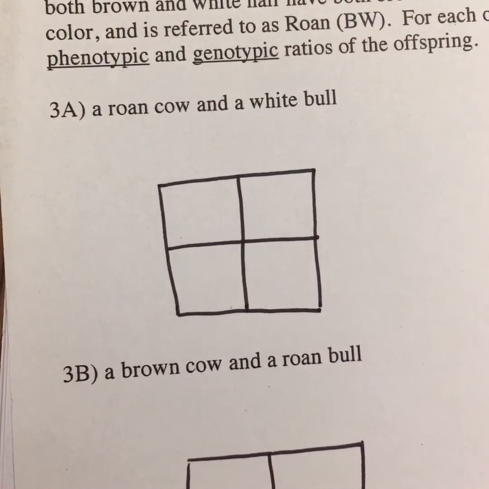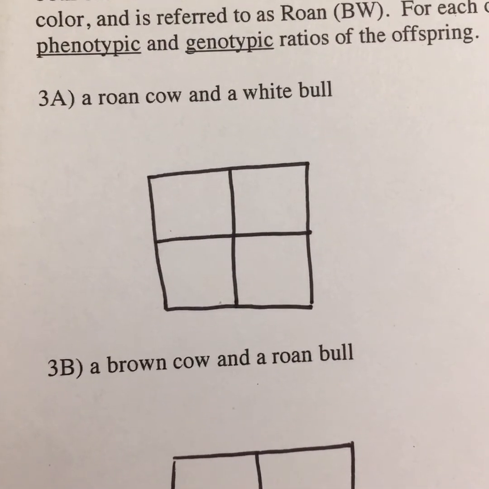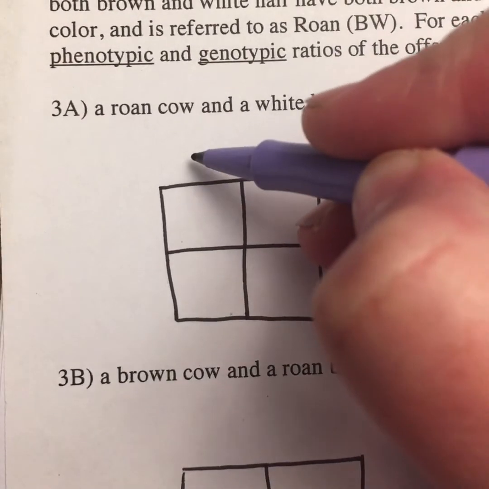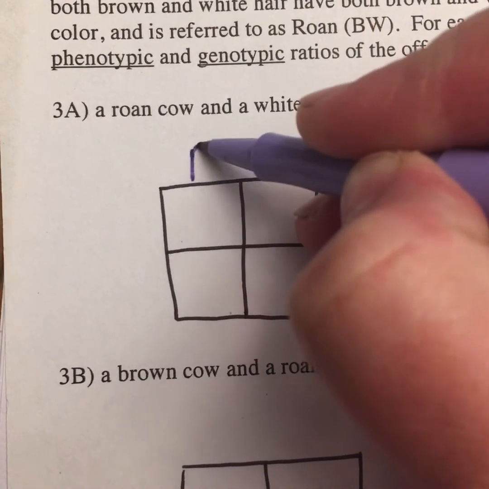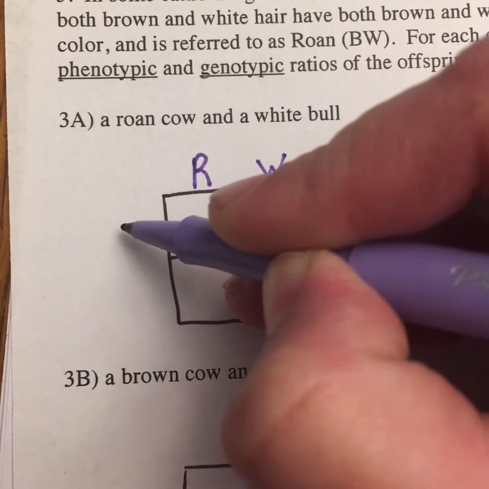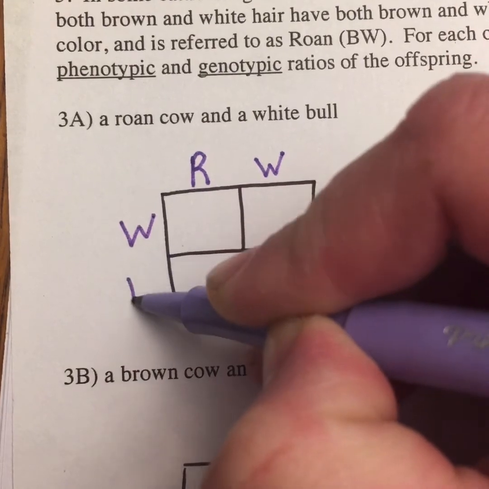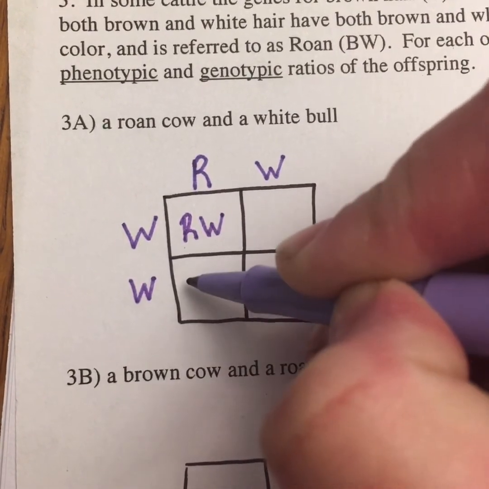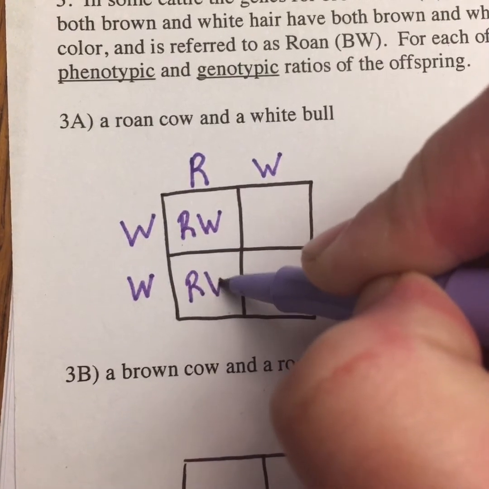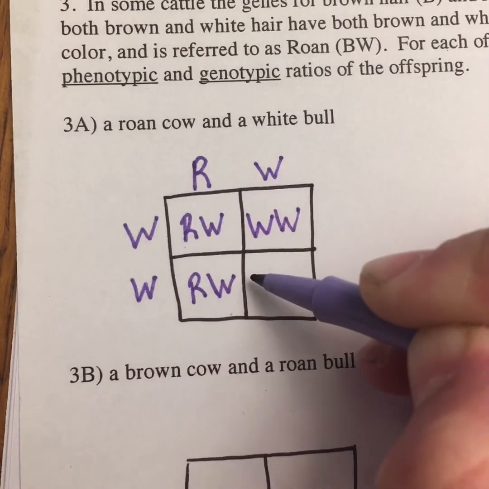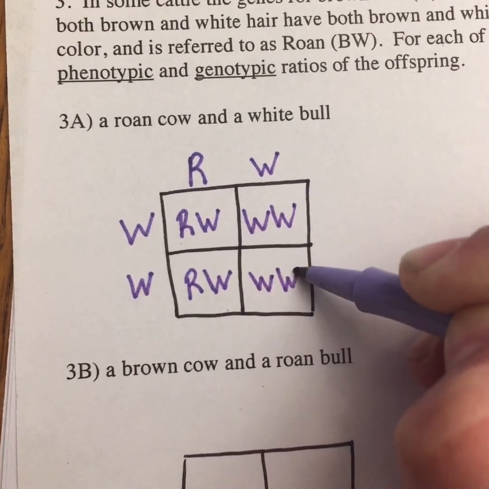Let's try an example together. Let's cross a roan cow and a white bull. So remember, roan is R, W, and for white, that would be W, W. So here we would have R, W, R, W, W, W, and W, W.